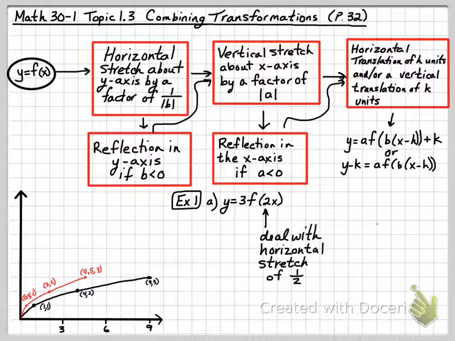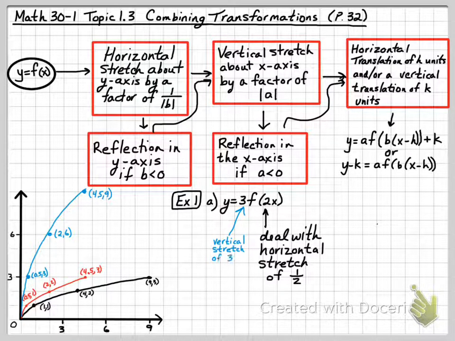Next, I'm going to deal with a vertical stretch of 3. So the point (0.5, 1) is going to be the point (0.5, 3). The next point, (2, 2), is going to become (2, 6). My y values are going to be multiplied by 3. Lastly, (4.5, 3) is going to be (4.5, 9). Now that's going to give me the blue graph, which is the final graph that I'm looking for, and those are the ordered pairs. That's my vertical stretch of 3. Let's look at another one.